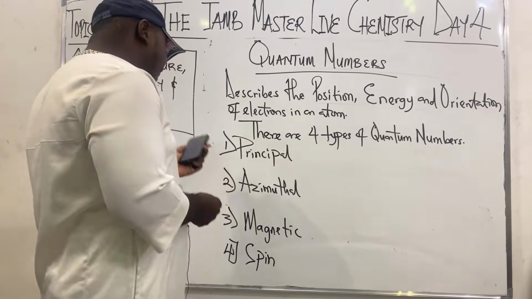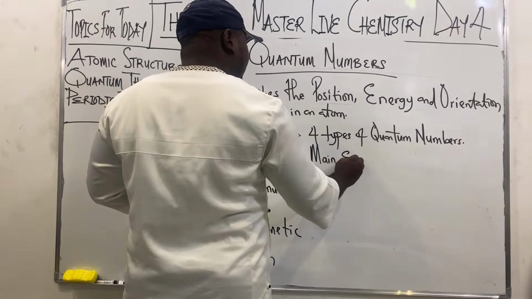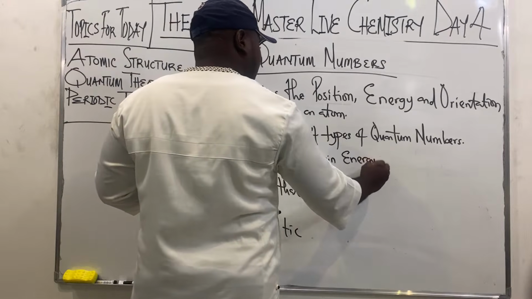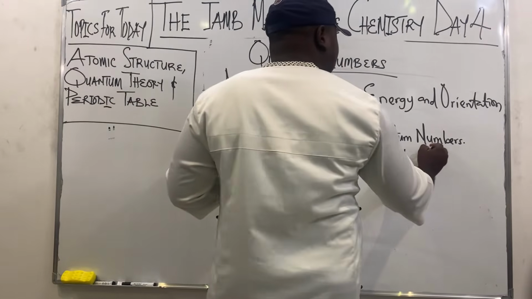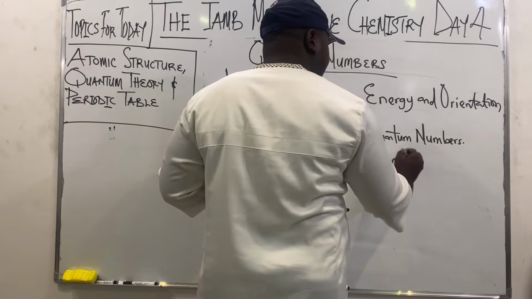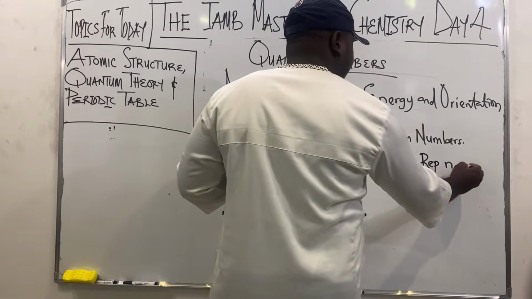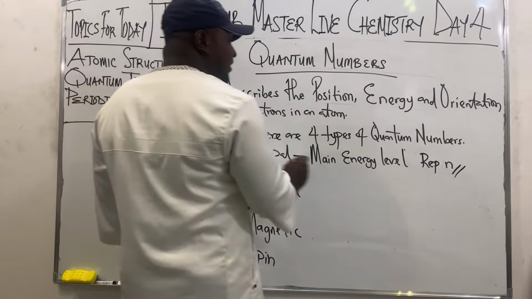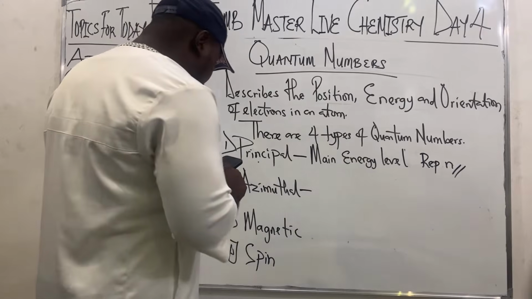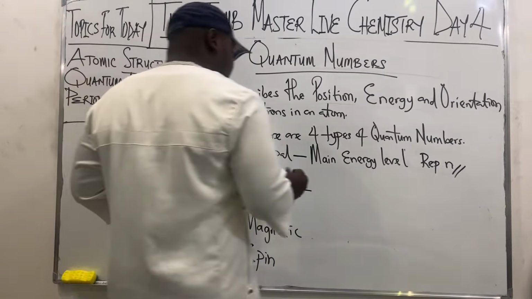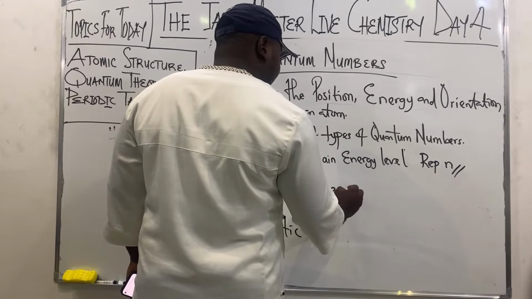Class, so the principal quantum number is one that actually tells us the main energy level. The principal quantum number helps us to know the main energy level. And class, the symbol for the principal quantum number is represented by N. The principal quantum number is represented by what? N. Now we also have the azimuthal quantum number that describes the orbital shape.